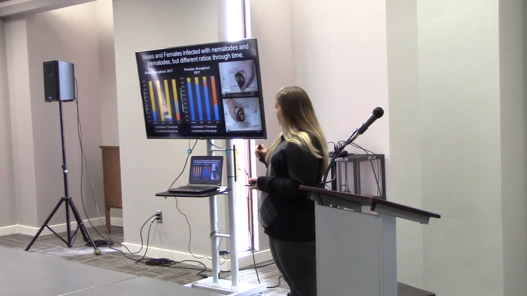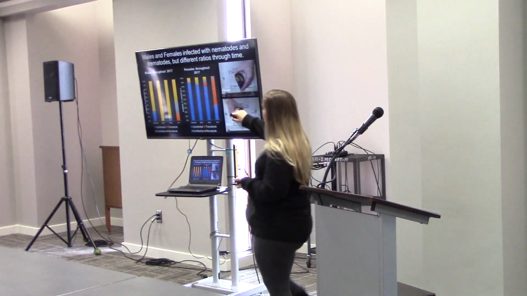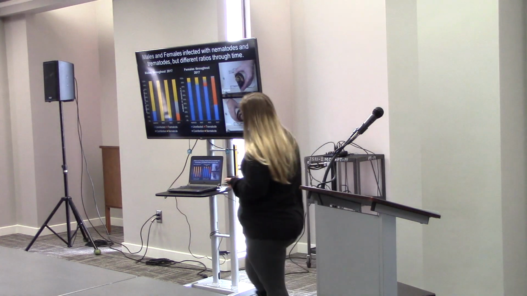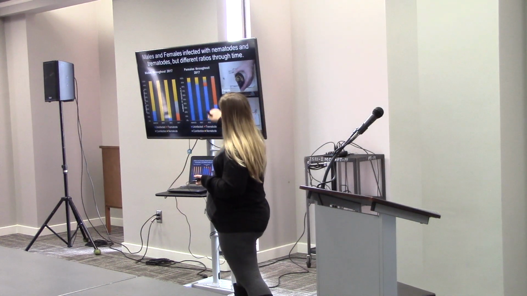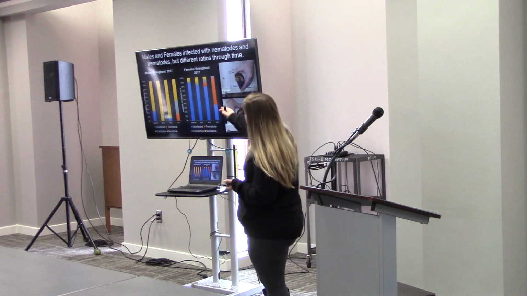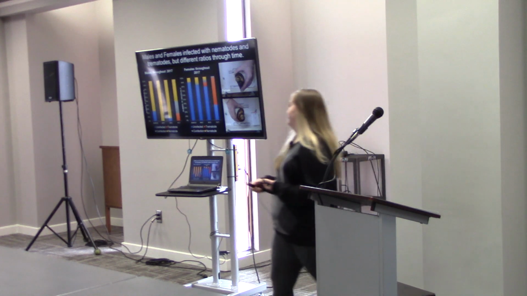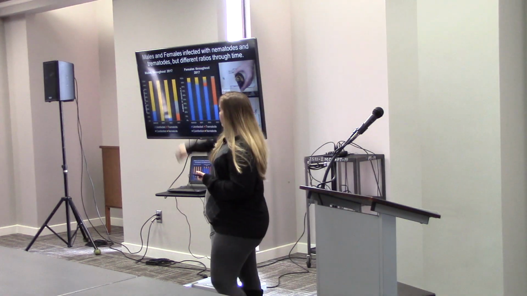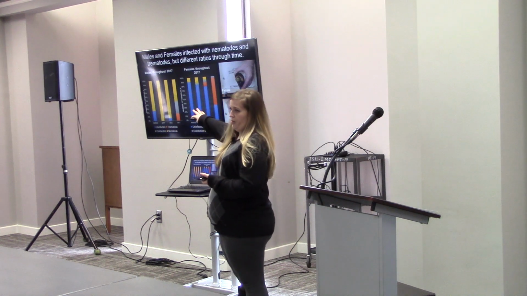The data we have so far, on the left is males throughout 2017, on the right is females. This yellow color is nematode infections, the blue color is uninfected, and the orange color is trematode infections. And if you see any of the gray colors, those are co-infections, so infections of trematodes and nematodes. If you look on the left in the males, you'll see that there's definitely a nematode dominance there.